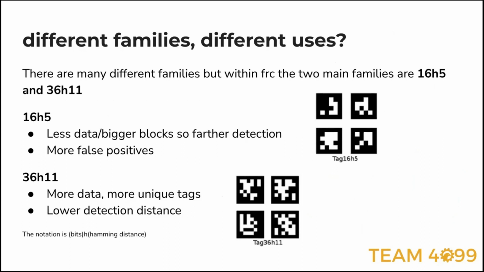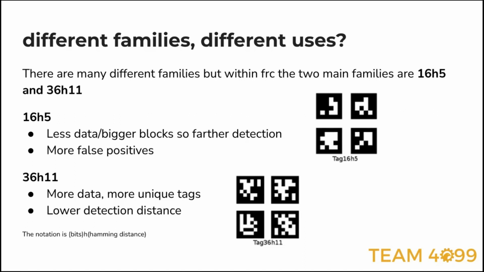So currently within FRC, there's generally been 2 main families, 16H5 and 36H11. In the past year in FRC, you've seen a lot of these 16H5 tags, which are bigger blocks of data. They store less data, so you can have farther detection distances, but there's higher false positives, and overall, you can have less of these tags on the field.